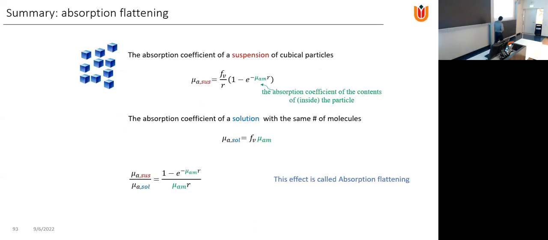Okay, so a brief summary again. We calculated the absorption coefficient of suspensions and solutions. They were different. We have an equation for the absorption of a suspension in terms of volume fraction, the size of the particle, and the absorption coefficient of the substance that is in the particle. Same thing for the solution. Calculate this ratio. This ratio expresses an effect that is called absorption flattening.